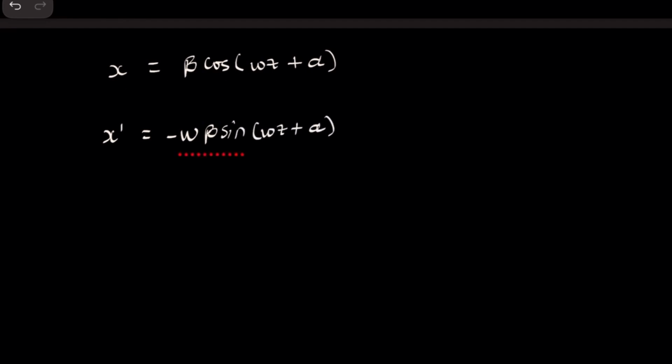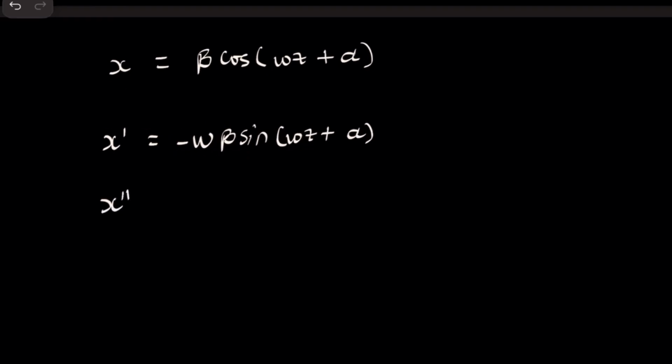Then we now differentiate it one more time. That's x double prime will be giving us, so we apply the chain rule again. So you differentiate what's inside the trig function. So you're going to have omega. So here will be minus omega squared. Then when you differentiate sine, you get cosine. So that will be beta cosine of omega t plus alpha.